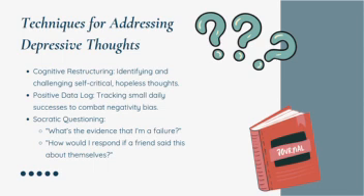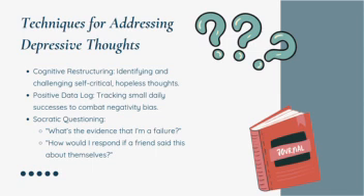Some cognitive techniques for addressing depressive thoughts: depressive thoughts tend to be negative, automatic, and self-defeating. These thoughts often take the form of cognitive distortions, which reinforce feelings of worthlessness and hopelessness. These techniques include cognitive restructuring, which is identifying negative automatic thoughts, for example, "I'm a failure," and challenging their accuracy.